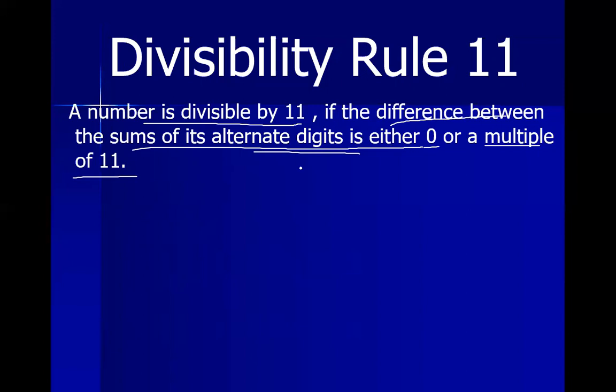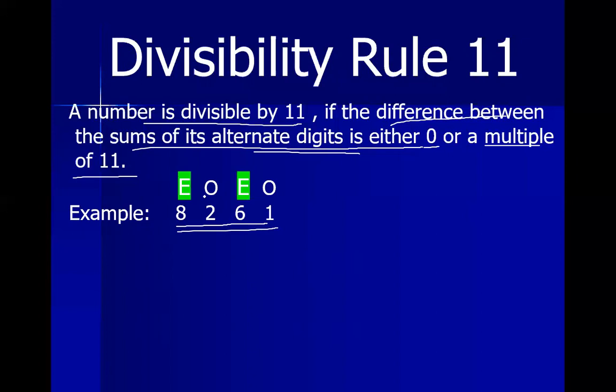So let's have a look at an example. Here we have 8261. I have just marked E and O like this. This is telling you that these are the even and the odd places. E denotes even and O denotes odd.